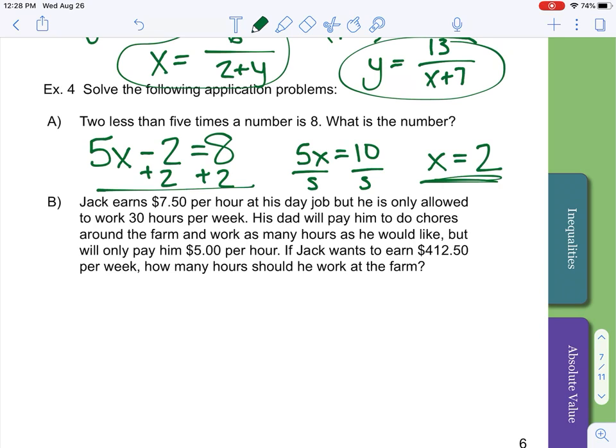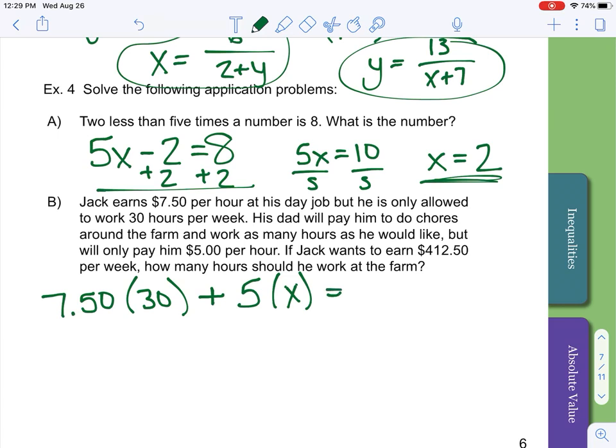Alrighty. And lastly, Jack earns $7.50 per hour at his day job, but he is only allowed to work 30 hours per week. So if he makes $7.50, you can multiply that by 30 to figure out how much he makes in a week. His dad will pay him to do chores around the farm and work as many hours as he would like, but will only pay him $5 an hour. So we should add $5 per hour, I'll say x.